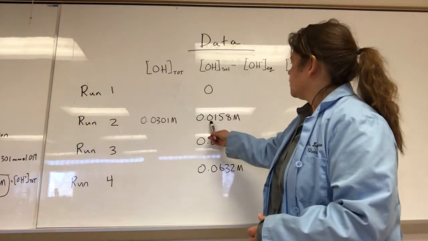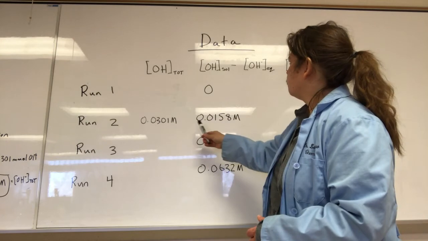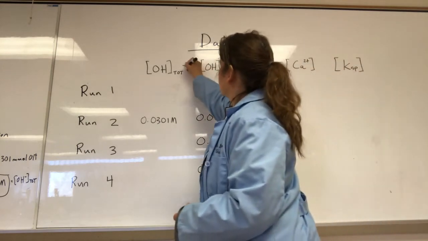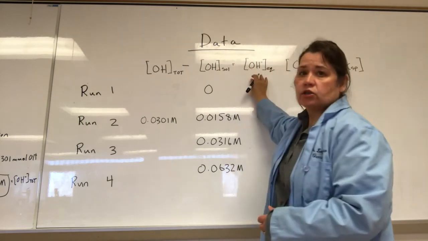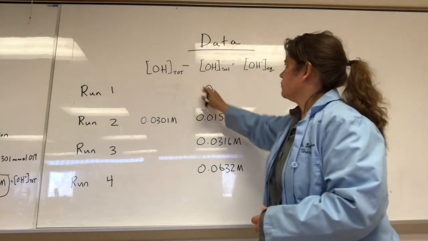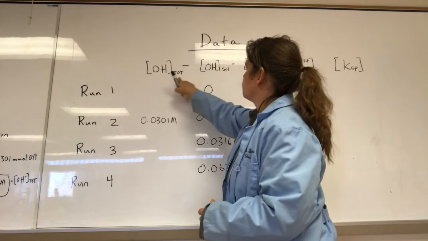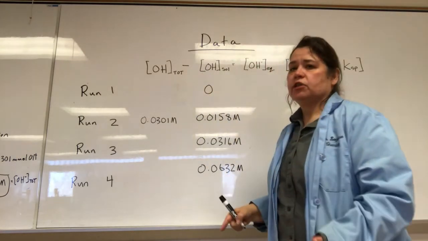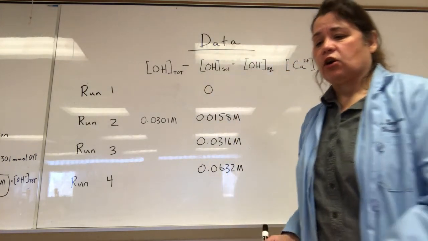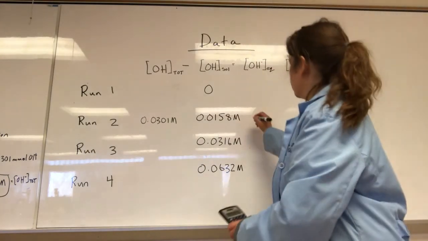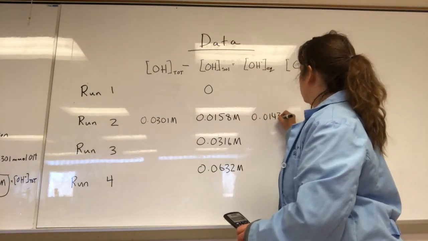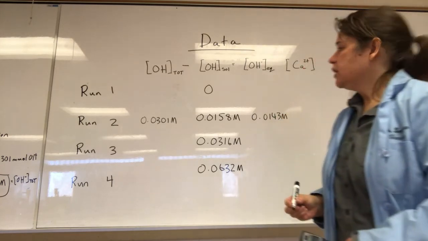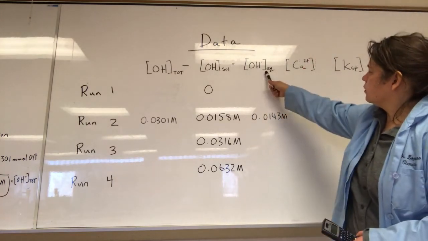Subtracting the 0.0158 from the 0.0301 will give us the hydroxide that's provided by the equilibrium. So I'm going to subtract the solution from the total, and that should tell me how much calcium hydroxide basically dissolved. The number here will come out to be 0.0143 molar. Now, this came from the equilibrium.